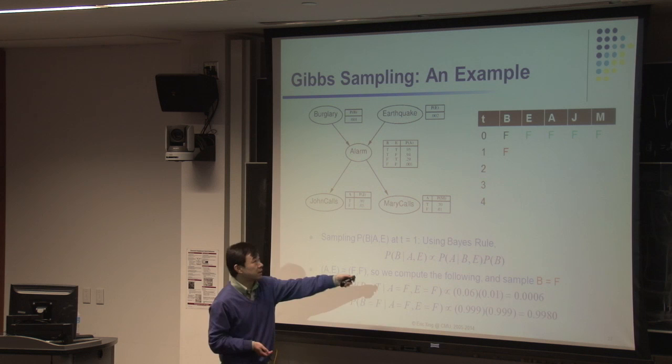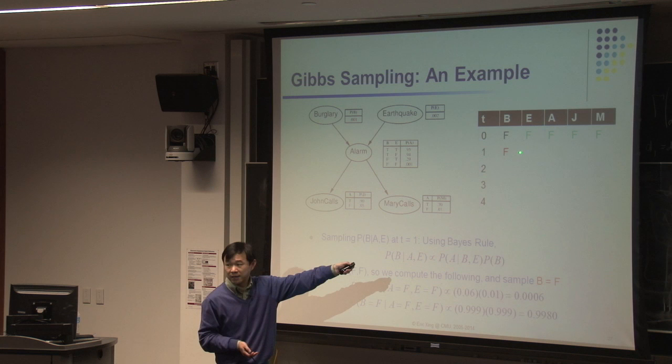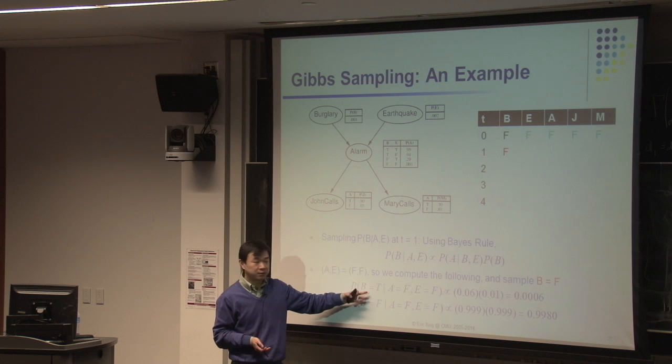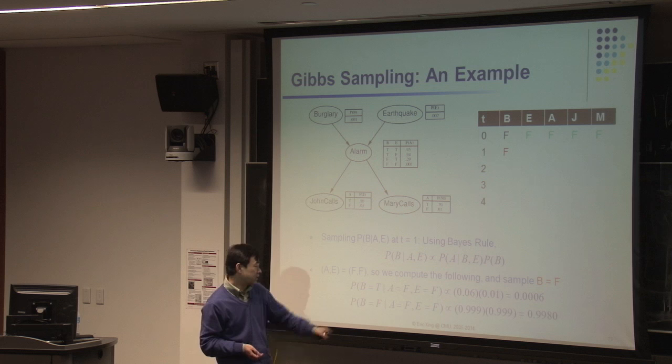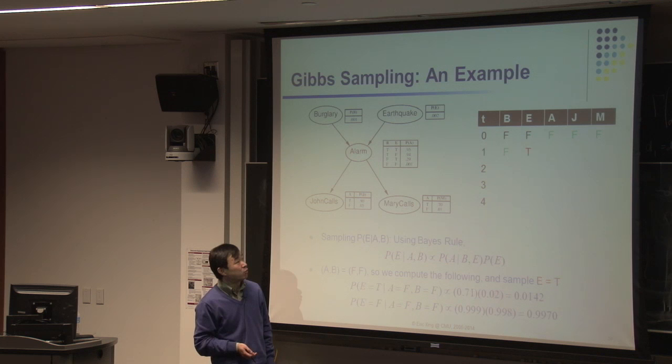Because A and E were already assigned a value from the previous sample. So you plug in here, right? And you basically compute the probability of two outcomes, either false or true. And these are the numbers. You draw a sample. Obviously, having false is more likely, so you plug an F here. And then you move on to the next sample.